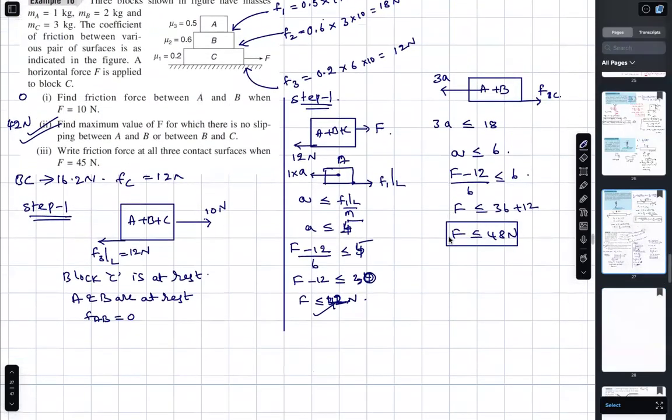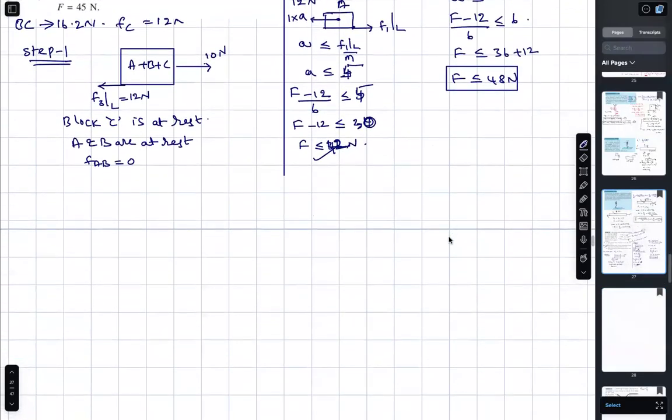Now I am proceeding further. I have very clear clarity now: if the force is more than 42 and less than 48, relative motion between A and B is only possible. Now, directly, I am going to step 3. What is step 3? This is 5 newtons, and this is 1 kg.